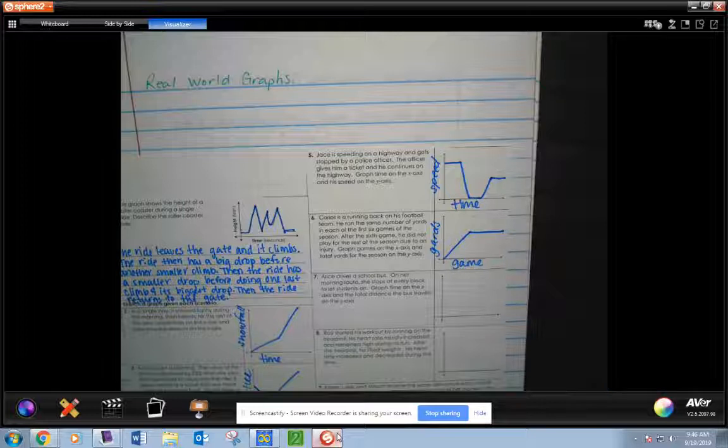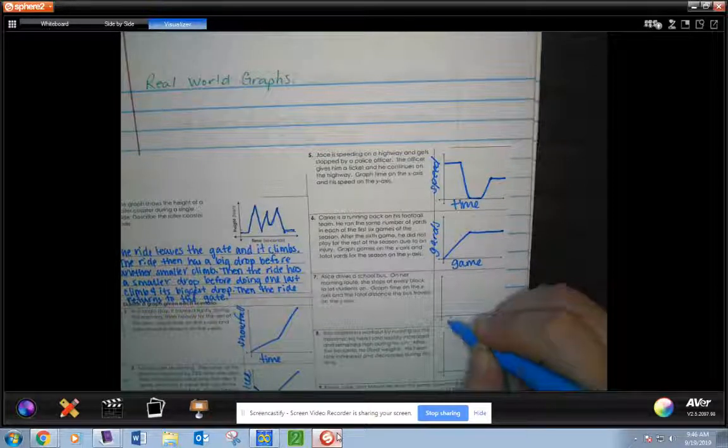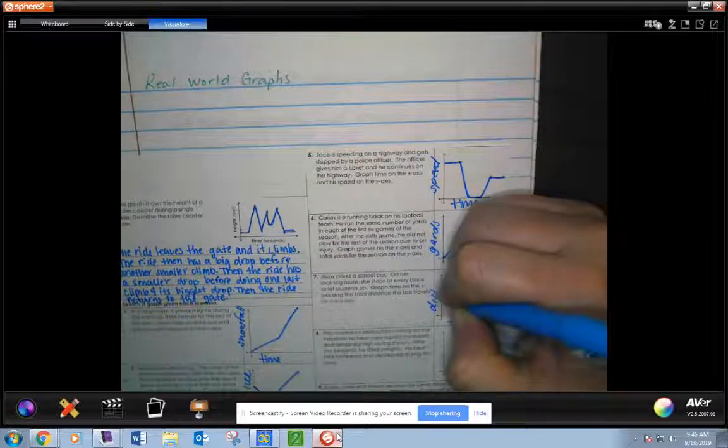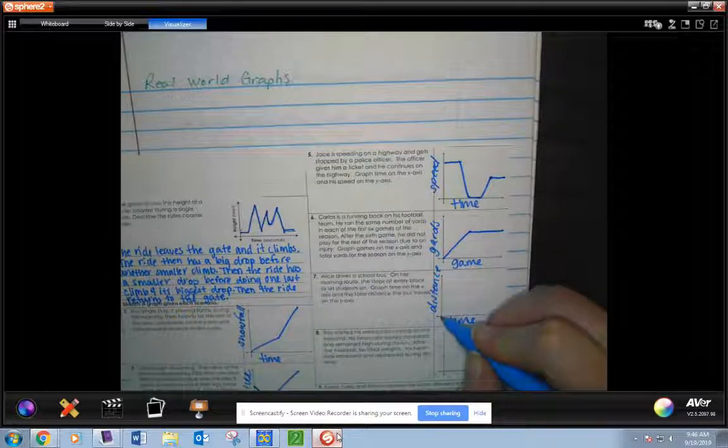For number 7, Alice drives a school bus on her morning route. She stops at every block to let students on. Graph time on the x-axis and distance on the y that the bus travels. Okay, so if Alice is driving a school bus, she's going to start from stopping. She's going to be at 0 speed. She's going to increase her speed.